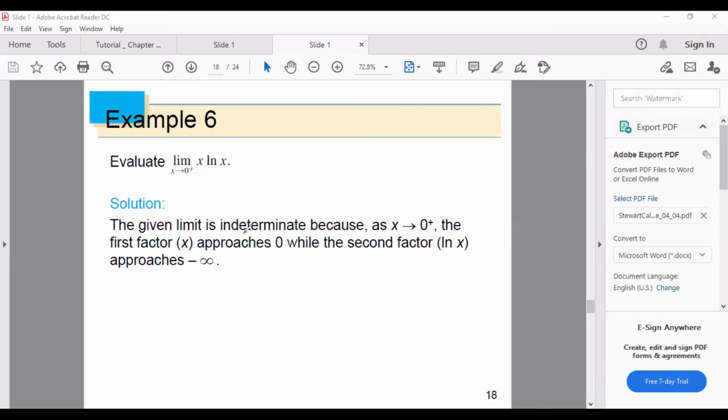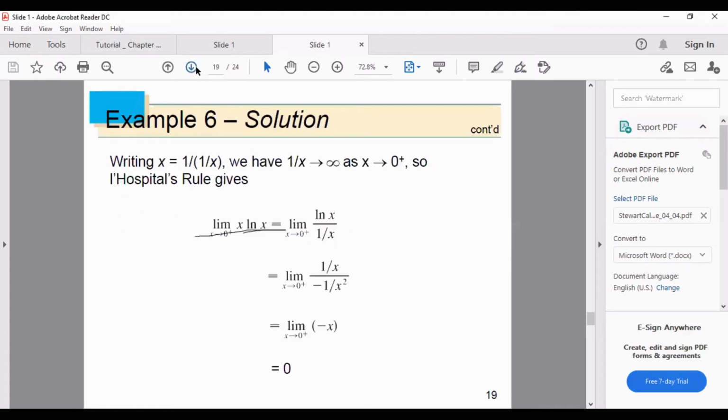That means it's an indeterminate limit because we have 0 times infinity. Okay, negative infinity, but anyway, it's infinity. Small times large is hard to evaluate. That means we have to work more in order to evaluate the limit. Work more means use L'Hospital's rule.